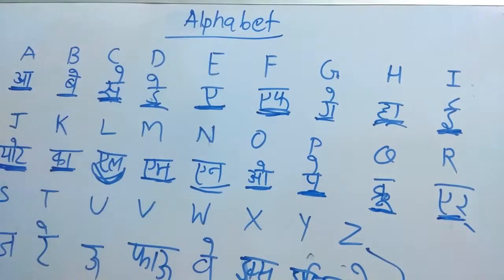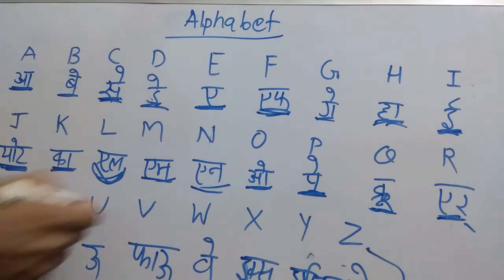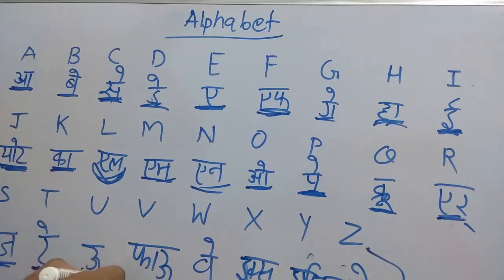Next, S. S is ess. T, te. U, oo. V, fow. W, way. X, x, x. And Y, epsilon. Epsilon. And Z, tset.